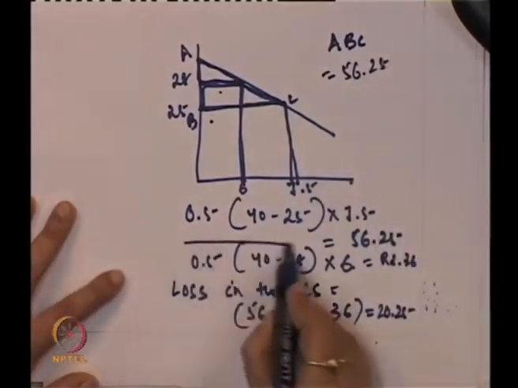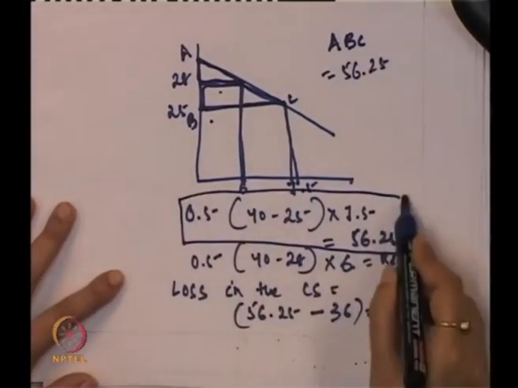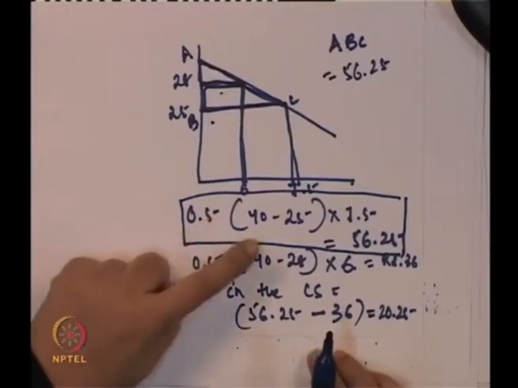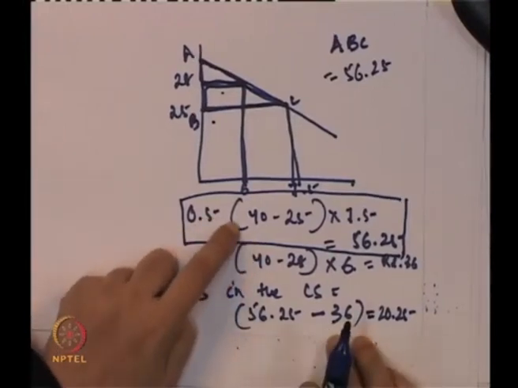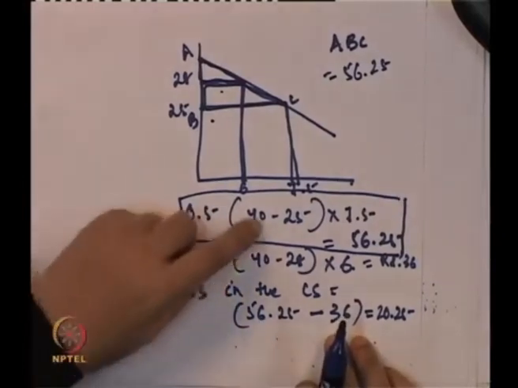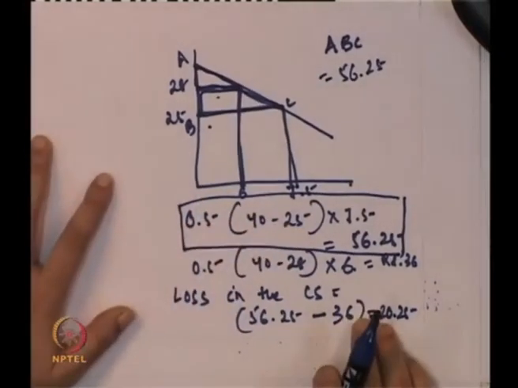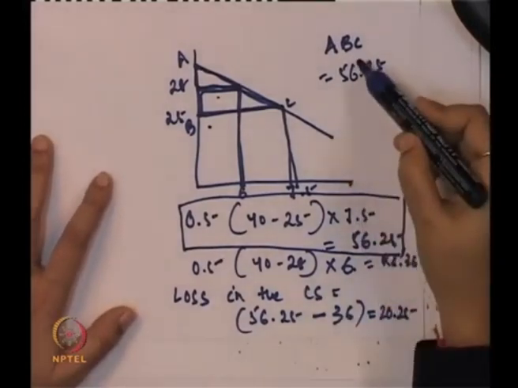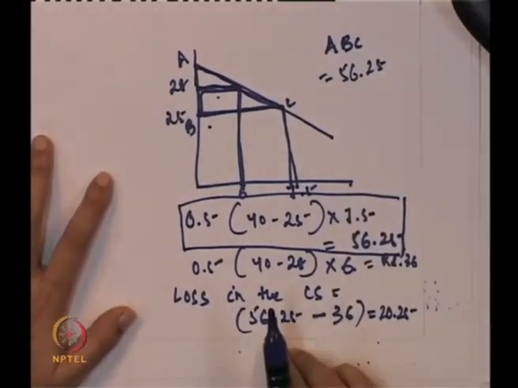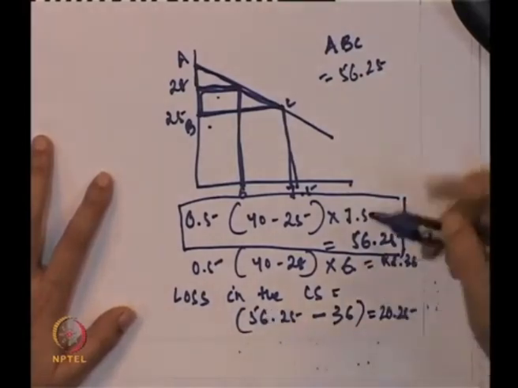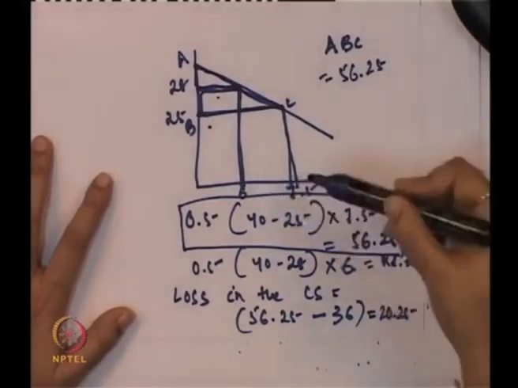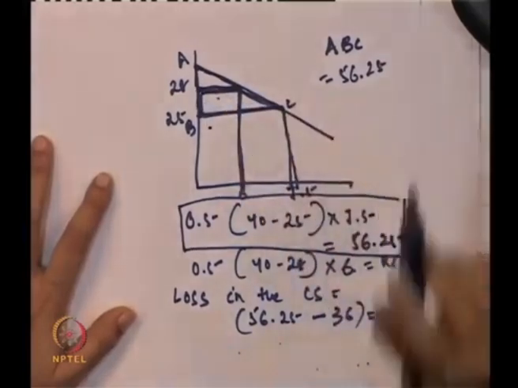And how have we got this? To find out the area of any triangle, what is the formula? The formula is half into base into height. So 0.5 multiplied by 40 minus 25, that gives us the price, and 7.5 gives us the base. So in this case, 56.25 is the consumer surplus. Price increases from 25 to 28, that leads to a decrease in the quantity demanded from 7.5 to 6, and also this area is the loss in the consumer surplus.